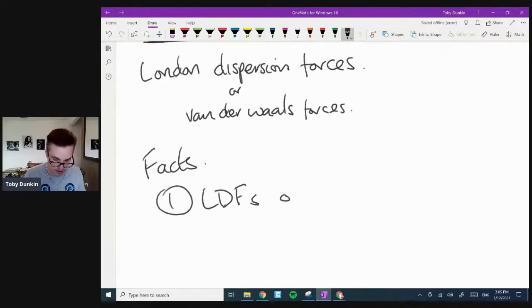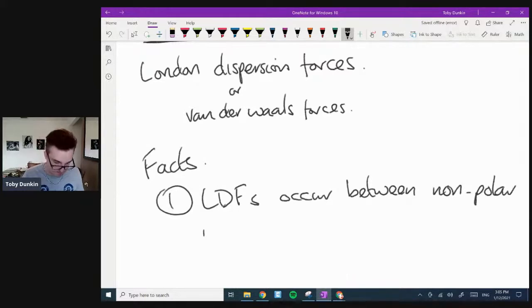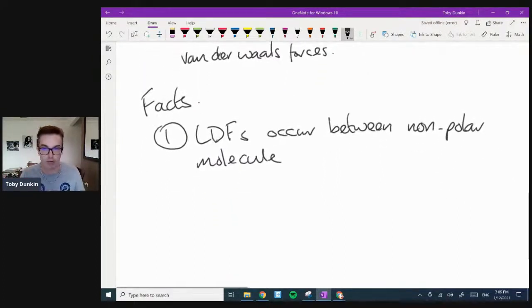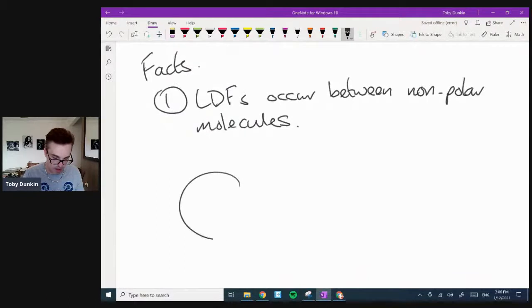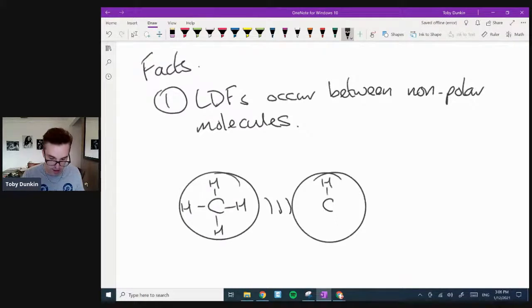LDFs occur between non-polar molecules. Do you remember when we did polar bonds versus polar molecules? It's the polar molecules that matter. So LDFs occur between non-polar molecules. So if I have a molecule which is non-polar, like methane, I am going to have an LDF, a London dispersion force.